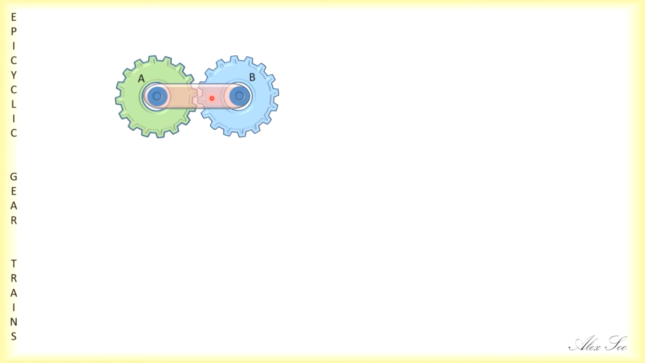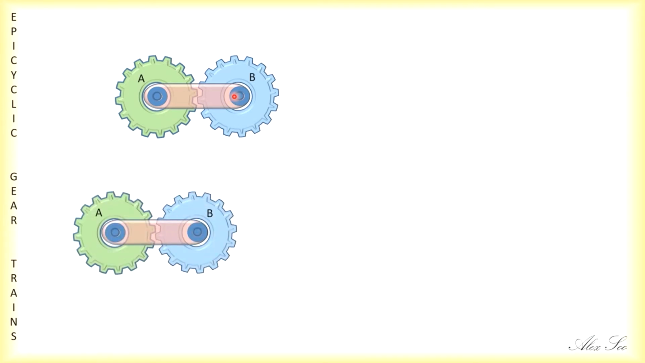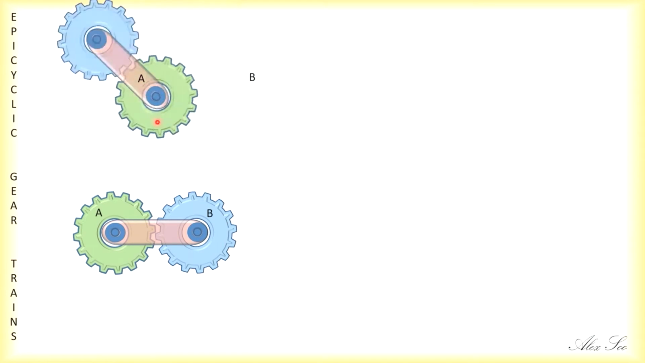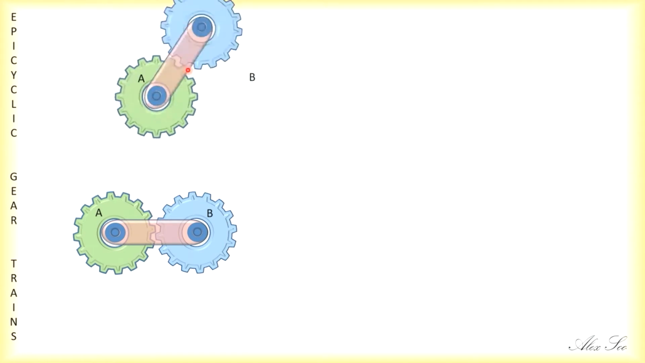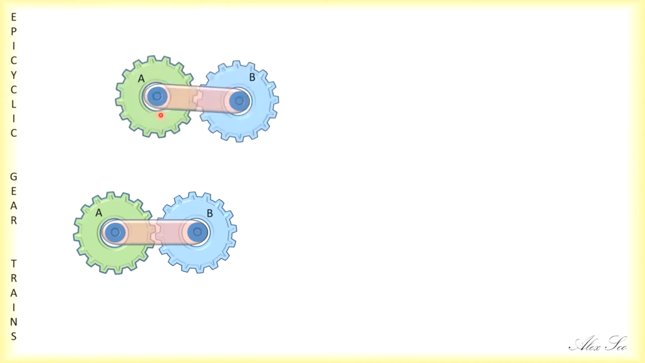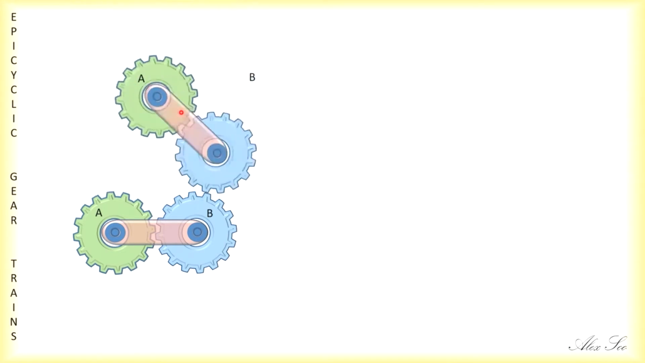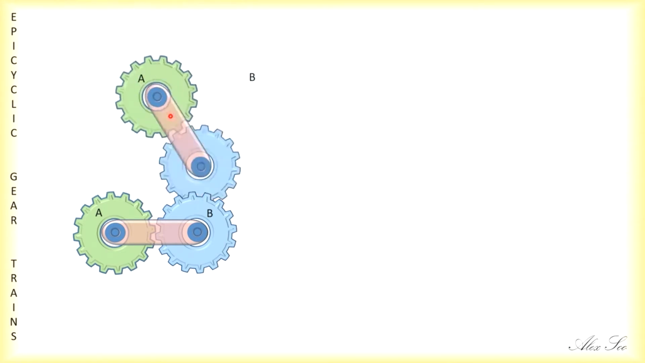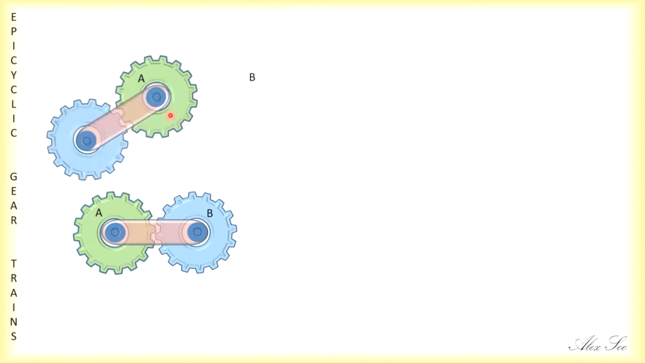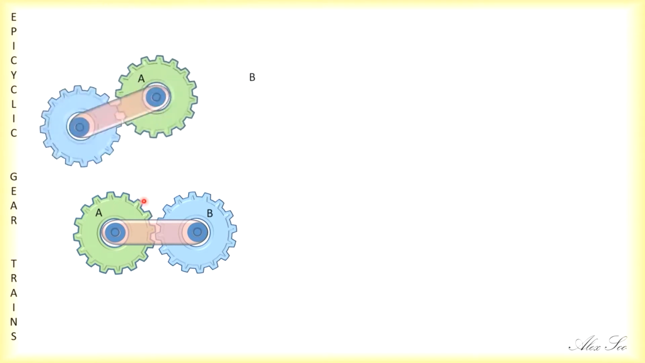So such an arrangement with the arm is called an epicyclic gear train. Okay, so let's say for example, this is the driver. So the arm will enable the gear B to move around gear A in this manner. So gear B in this case will be called the planet wheel and gear A the sun wheel. Okay, and we call them an epicyclic gear train.